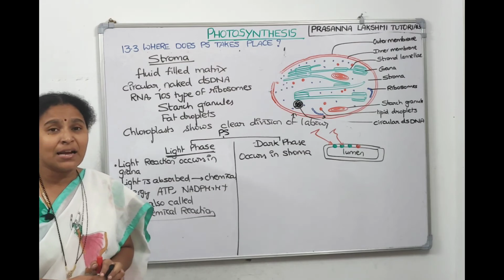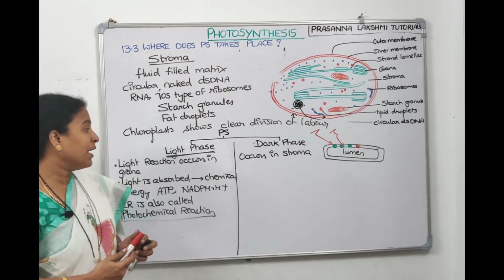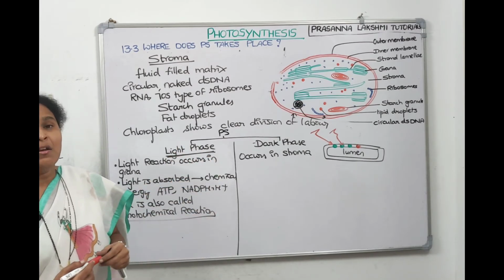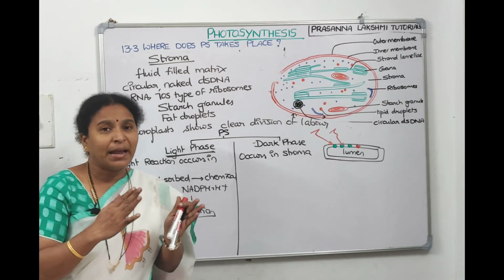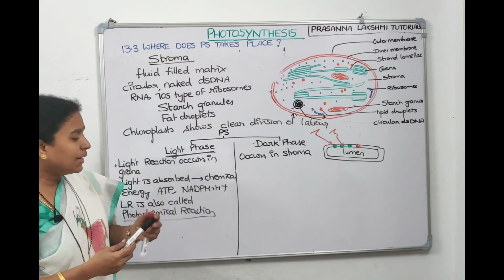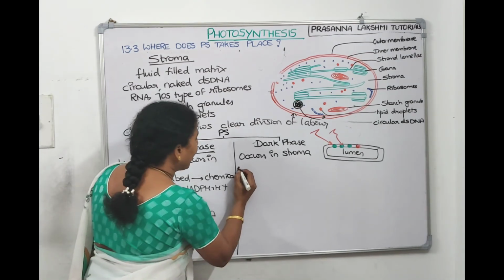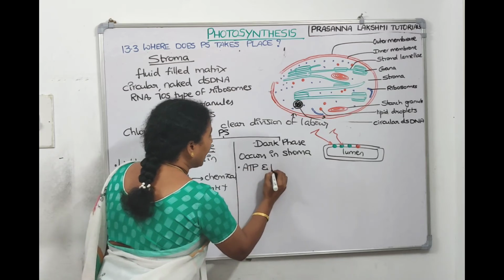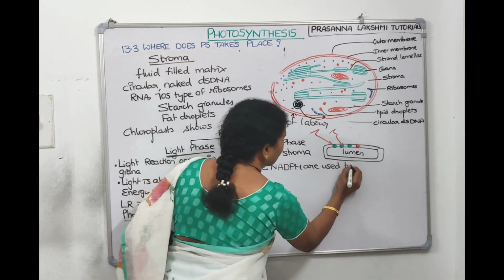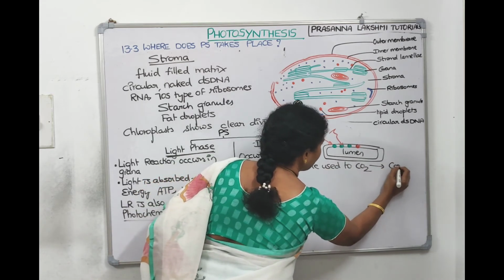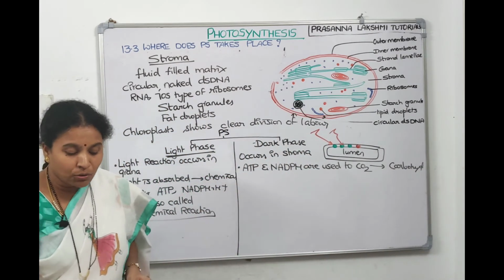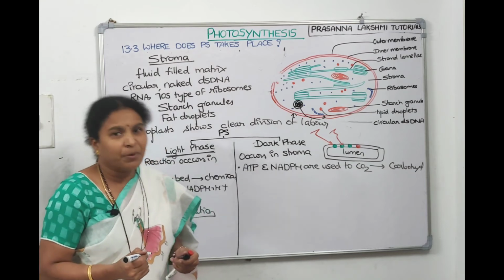Now we said the dark reaction happens in the stroma. That means the ATP and NADPH which are made in the light reaction will be used to convert carbon dioxide into carbohydrate, to fix the carbon dioxide into carbohydrate, right? So in the dark phase what happens? In the dark phase, ATP and NADPH are used to convert carbon dioxide to carbohydrate, right?